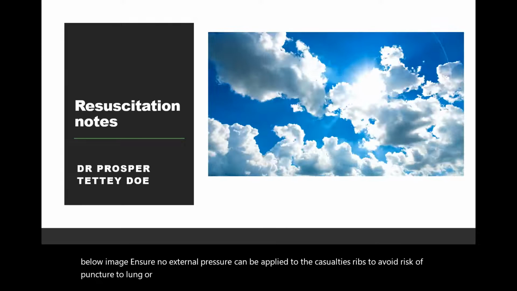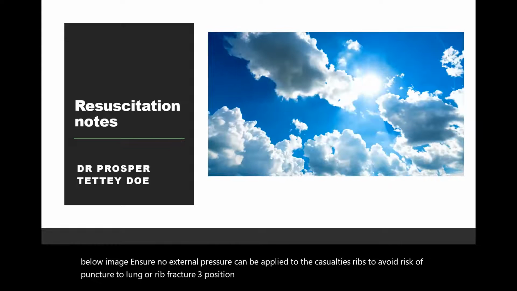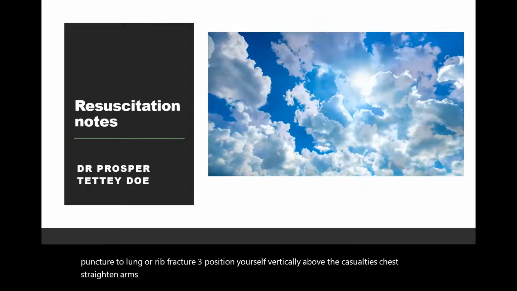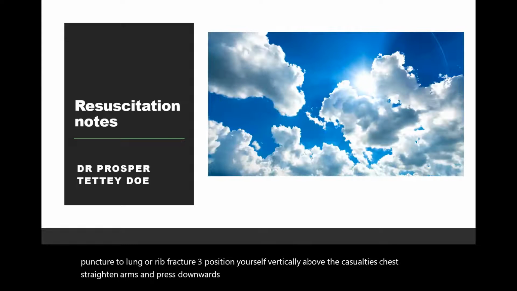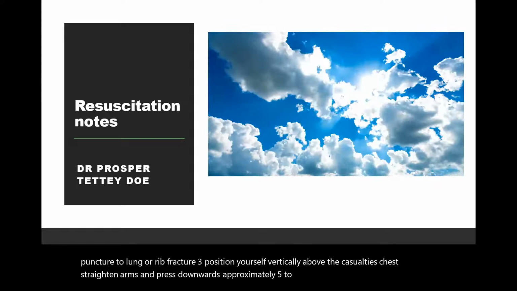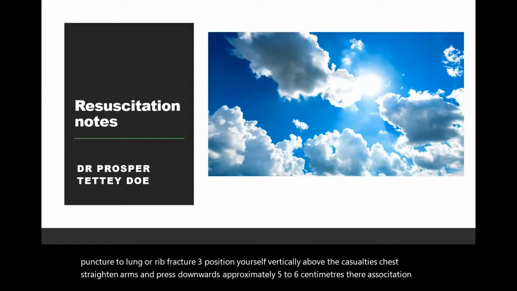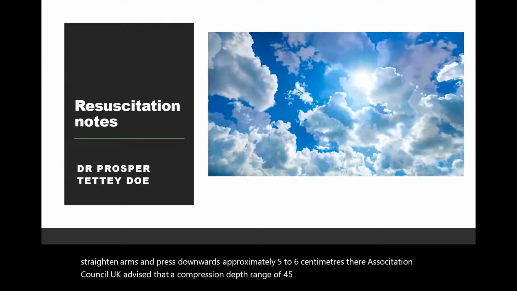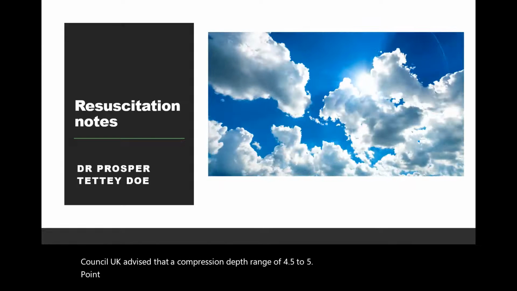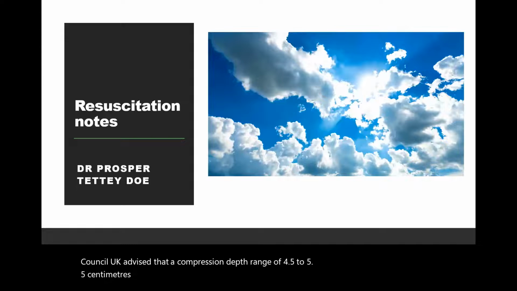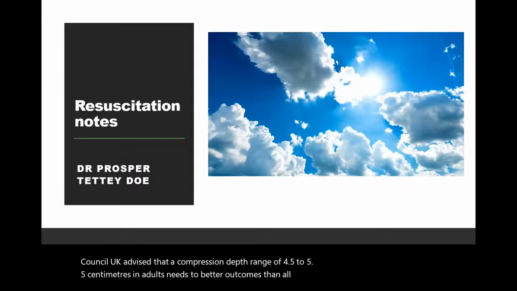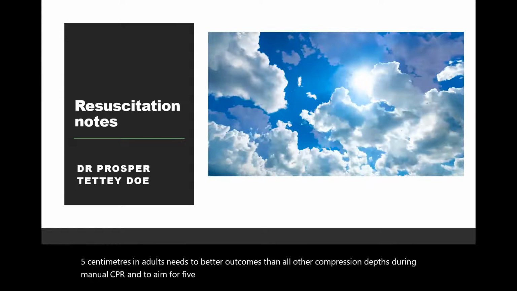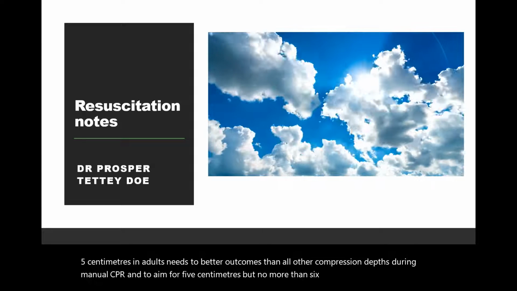3. Position yourself vertically above the casualty's chest, straighten arms and press downwards approximately 5 to 6 centimeters. The Resuscitation Council UK advised that a compression depth range of 4.5 to 5.5 centimeters in adults results in better outcomes than all other compression depths during manual CPR, and to aim for 5 centimeters but no more than 6 centimeters in an average size adult.